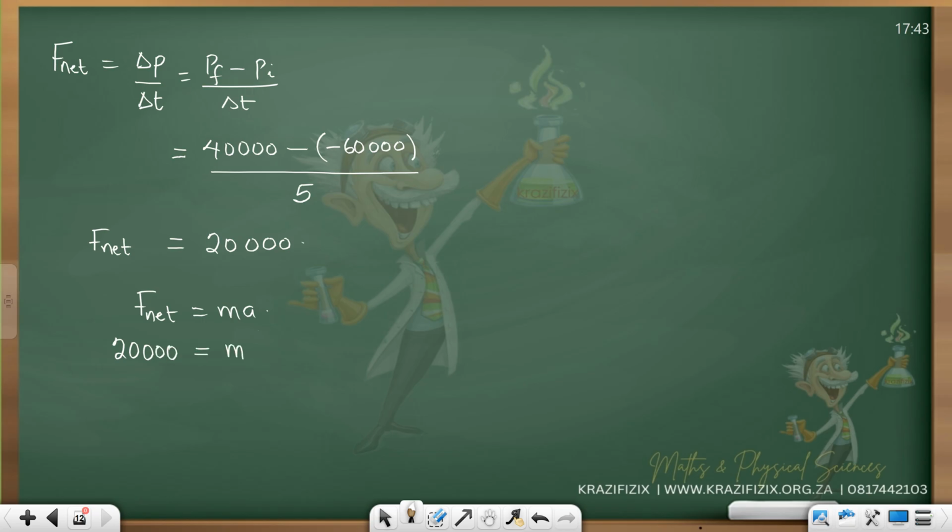20,000. We don't know the mass, but we have the acceleration as 4. If you divide 4 by 20, it would give you 5, so it's 5,000 kilograms. Did that make sense to you? We used the information. Now, I couldn't use anything from the car because the final velocity of the car is still missing.